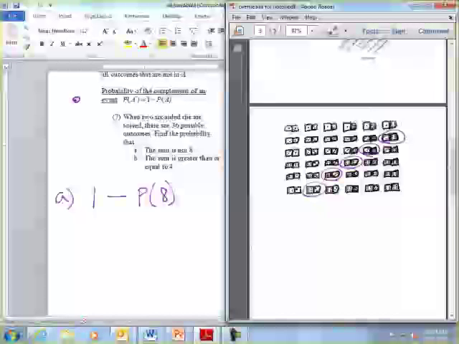So the probability of getting an 8 is 5 out of 36. So the probability of not getting an 8 would be what happens when we subtract that from 1, or with a common denominator, 36 out of 36. So that leaves 31 out of 36 ways to get something other than an 8.